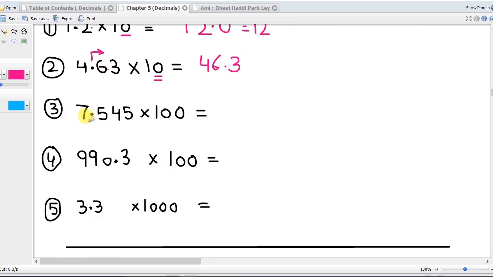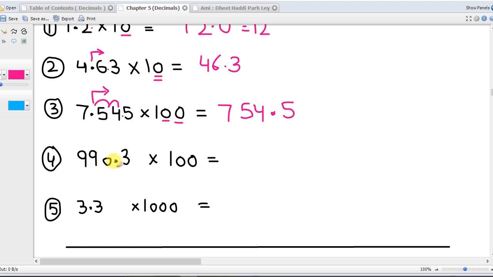Okay, next, 7.545 times 100. Since this is multiplying, we need to shift it towards the right hand side. How many digits? Since there are two zeros, we have to shift the decimal point 2 digits or 2 units to the right side. So this is 1 and this is 2. Our new answer will become 754.5.